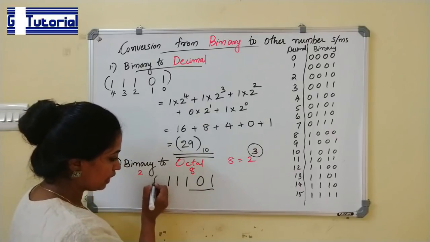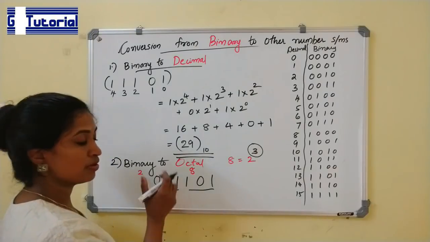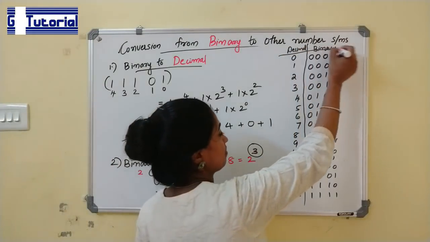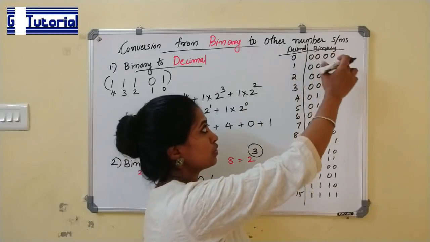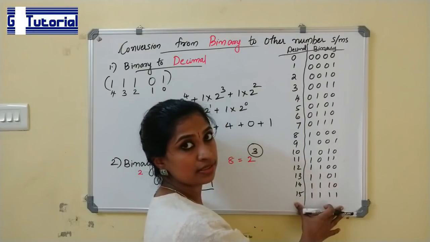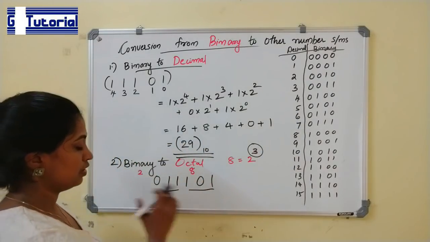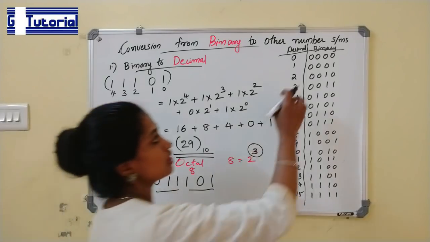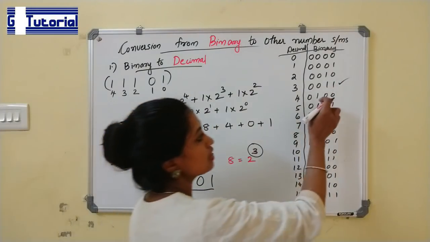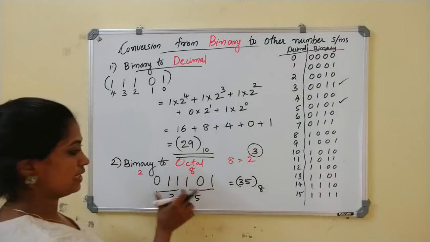Here we have 11, we can put a 0. So 011, this is the another pair. Then what is the equivalent of this binary number in decimal or octal system? For that we have to study decimal and binary number system, equivalent of decimal in binary number system. 0 is 0000, 1 is 0001, 2 is 0010, and so on till 15. We have to study this. This helps us to do the binary to octal and binary to hexadecimal conversion. So equivalent of 011 is 3. 101 is 5. 35 is the octal equivalent of this number.